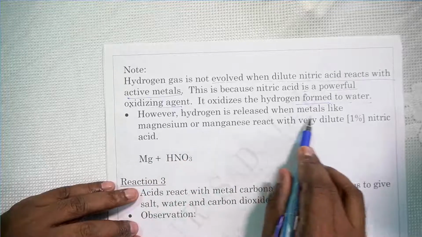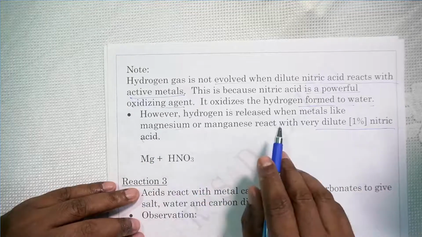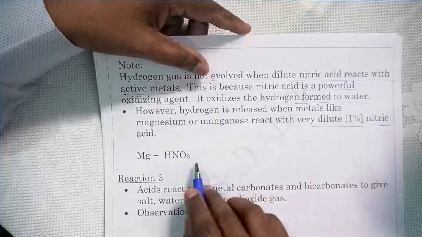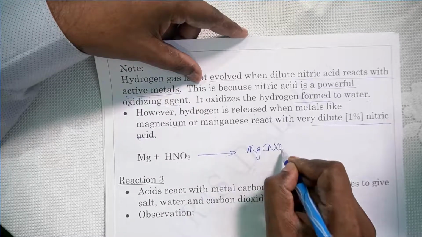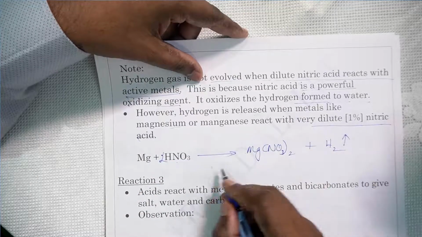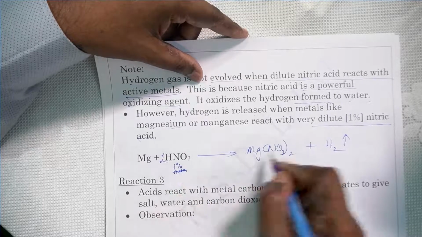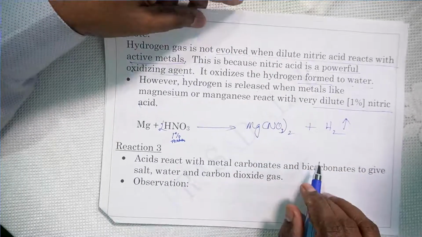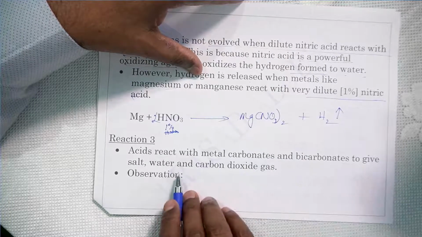However, hydrogen is released when metals like magnesium or manganese react with very dilute 1% nitric acid. If very dilute nitric acid is taken, the oxidizing power of the acid is lost because of much dilution, and so it will give hydrogen. Mg plus HNO3 gives Mg(NO3)2 plus H2. 2 HNO3 is required. So this is a reaction for 1% nitric acid. Otherwise, nitric acid does not give hydrogen. Note that point, right?